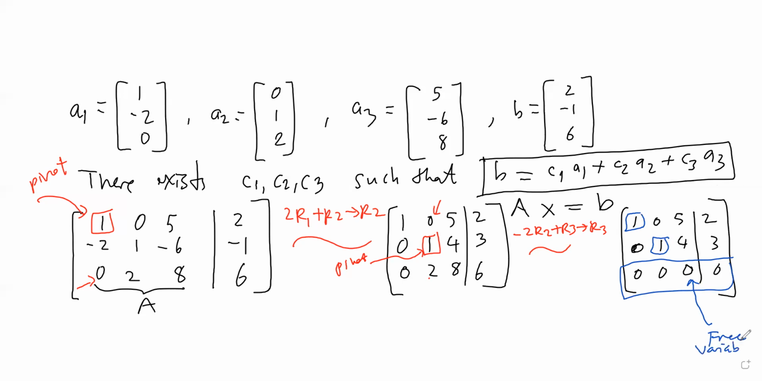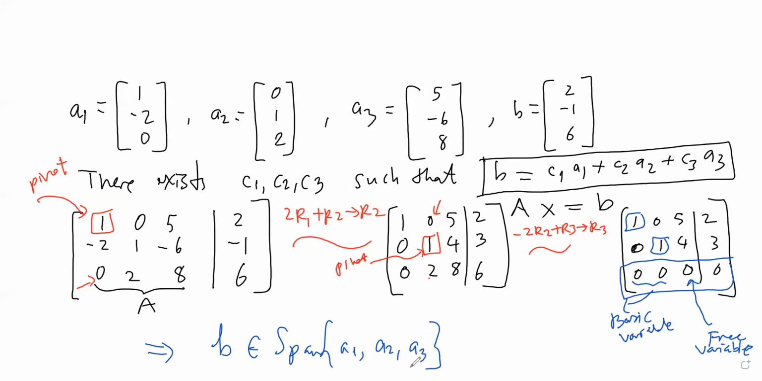If our system contains a free variable, then it's going to have infinitely many solutions. So these two are basic variables, right? Because they contain pivots. So one free variable means we definitely have a solution. In fact, we have infinitely many solutions. So therefore, this guarantees that C1, C2, C3 exist, and therefore B will be a linear combination of those vectors A1, A2, A3. And in fact, we can also say B is in the span of A1, A2, A3, right? That's basically it. So here the answer is yes.